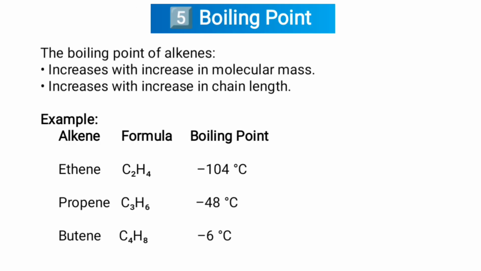Fifth one, boiling points of alkenes. The boiling points of alkenes increase with increase in molecular mass, that is, with increase in chain length. Example: alkene, formula, boiling point. Ethene, formula C2H4, boiling point minus 104 degrees centigrade. Propene, C3H6, boiling point minus 48 degrees centigrade. Butene, C4H8, boiling point minus 6 degrees centigrade.